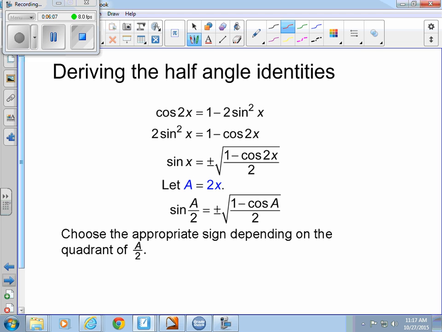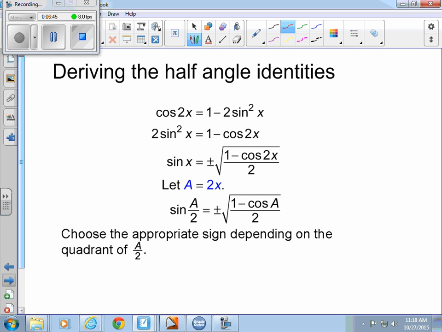How would you get one for cosine instead of sine? Can I use the other double angle identity for cosine? Does everyone agree? If I use cosine 2x equals 2 cosine squared minus 1 instead of 1 minus 2 sine squared, rearrange it, that would give me a half angle identity for cosine. And then the third one, tangent, there's a couple of ways you can do it. You could just do sine divided by cosine, right? That's probably the most efficient way to do it.